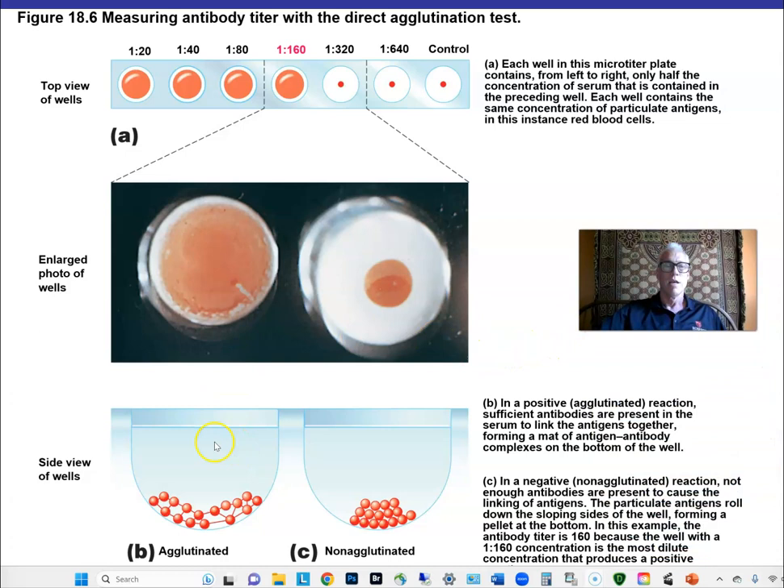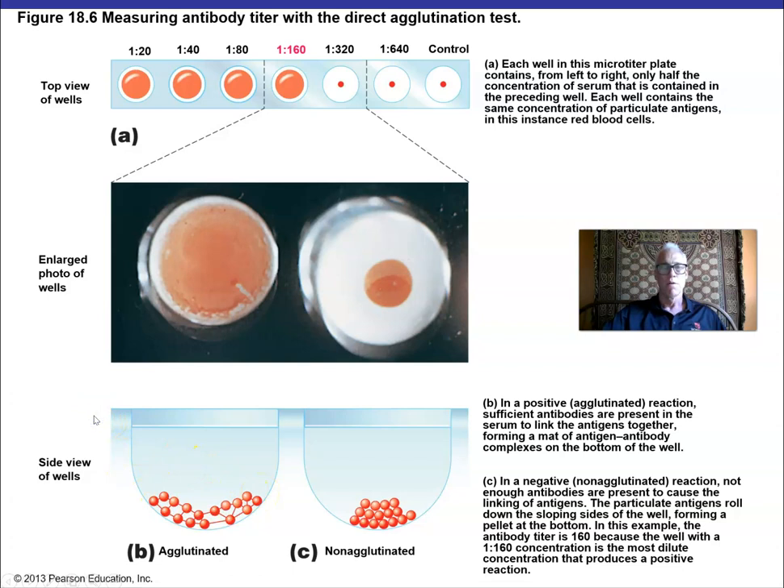In this case, if there's the right ratio of antigen to antibody, we'll have agglutination, a large mass of clumped antigen and antibody together, whereas if there's not enough antibody present, then all the red blood cells will just pile up at the bottom of the well. So here's a positive well in which the whole bottom of the well is covered by this mass, this mat, as they say in the text, of agglutinated red blood cells.